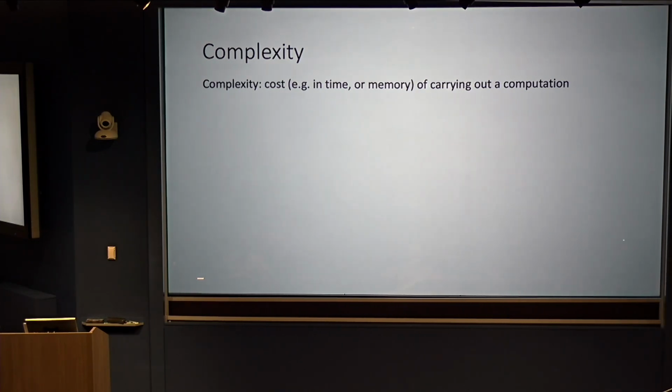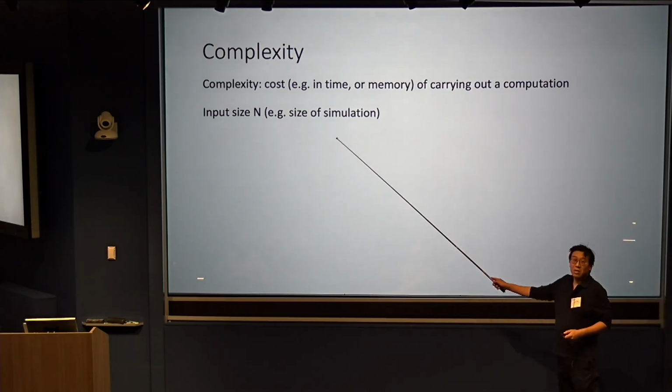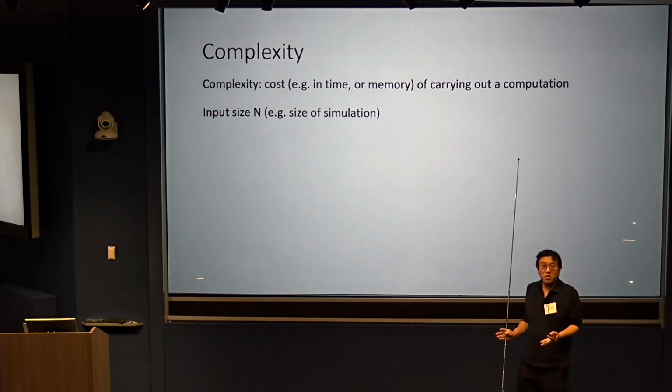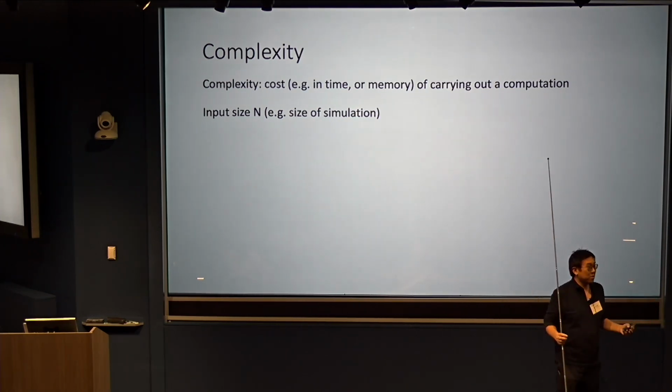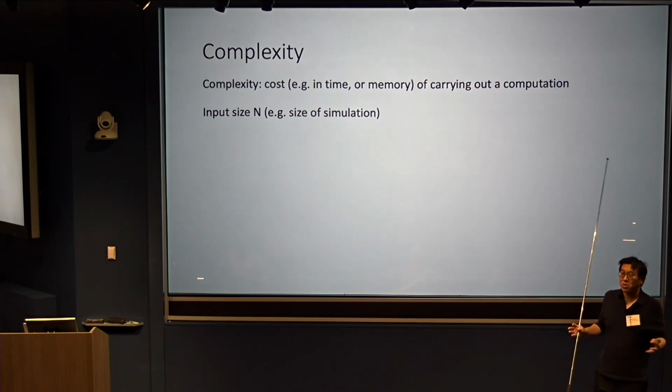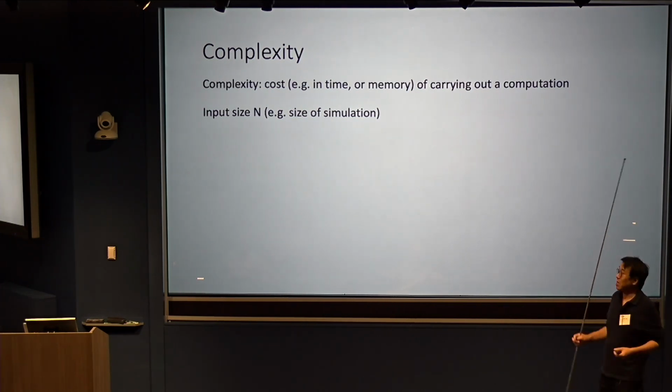Now, the way in which computer scientists like to think about complexity is as a function of the input size of the problem. So what do I mean by the input size? Well, for example, if you're simulating atoms, it's how many atoms you're going to put in your simulation. So we'll call the size of the simulation n, because you think of n just being the number of atoms.